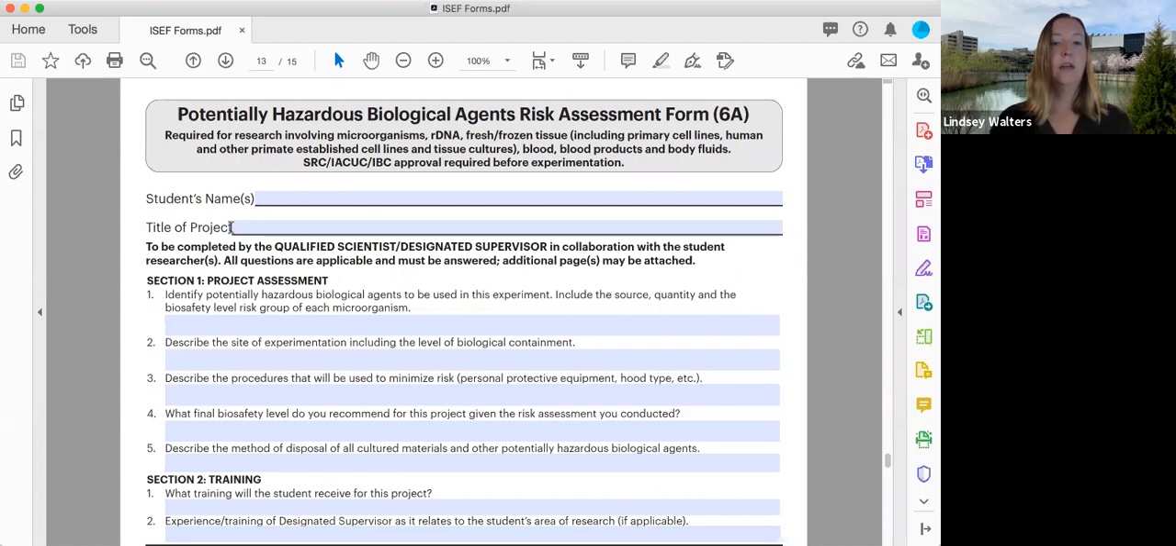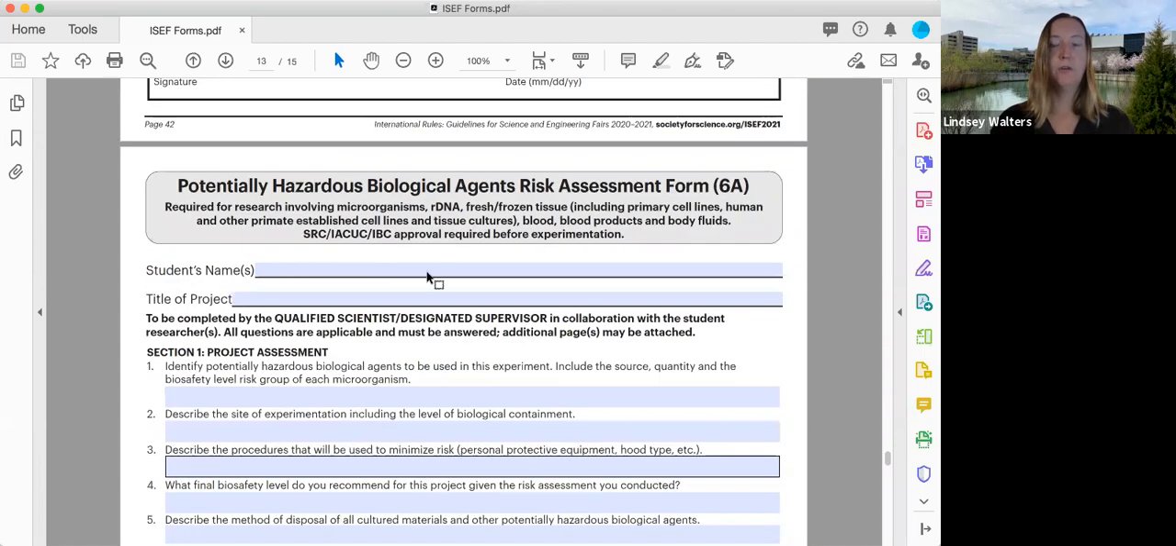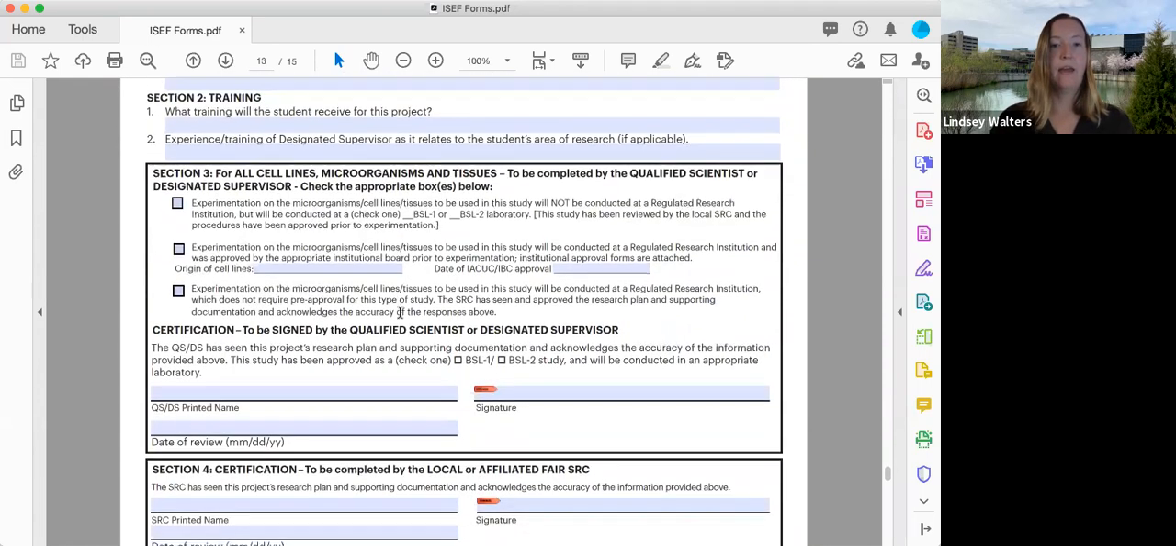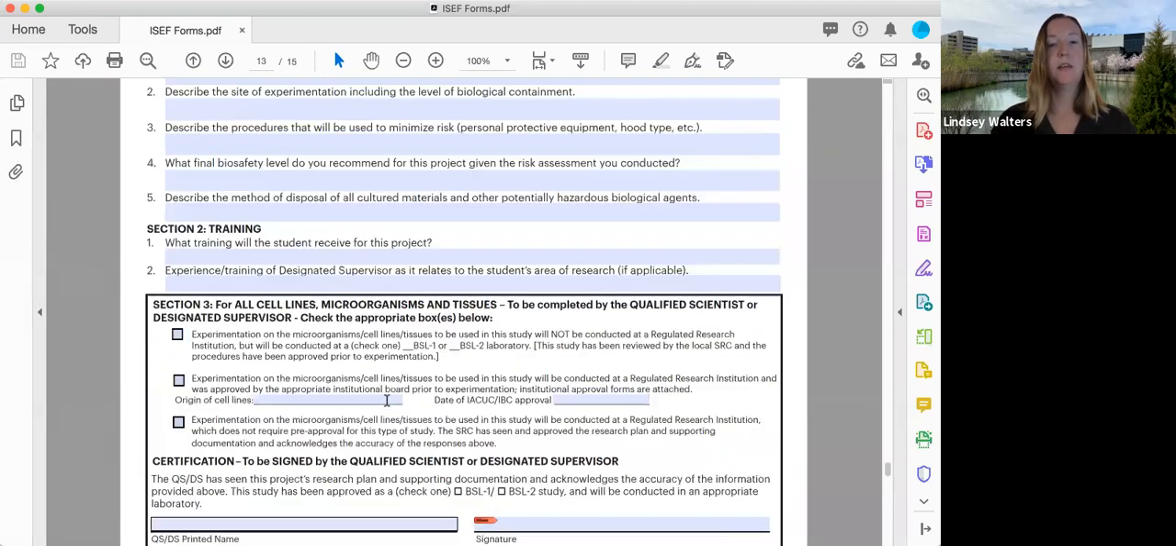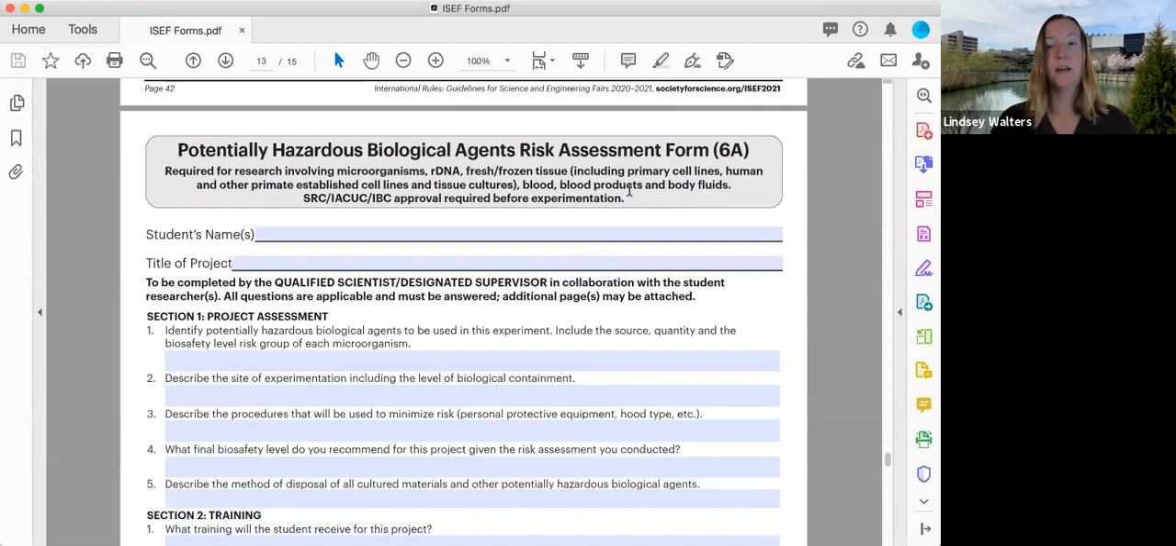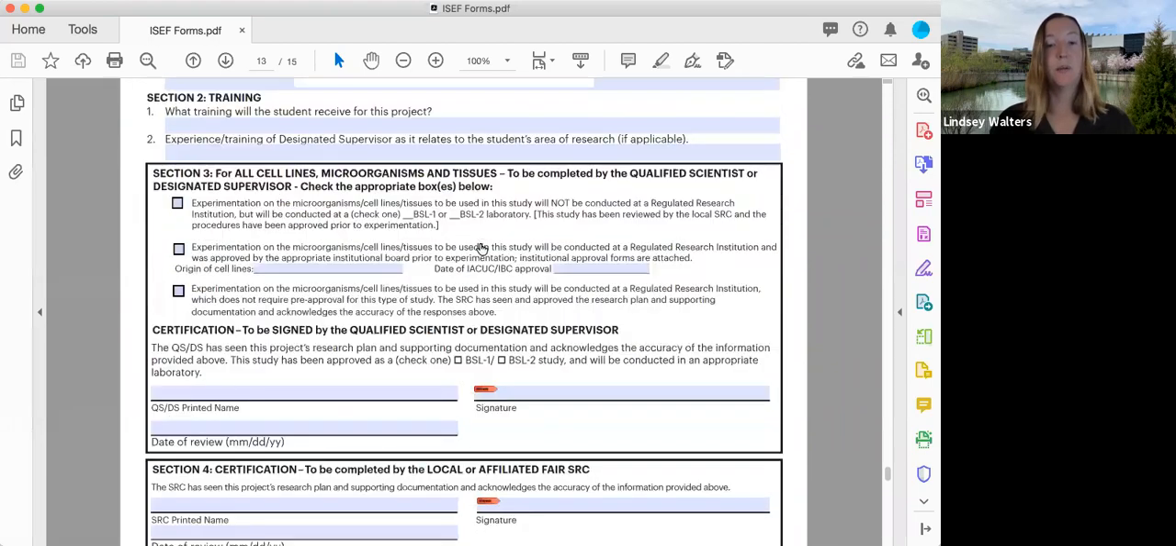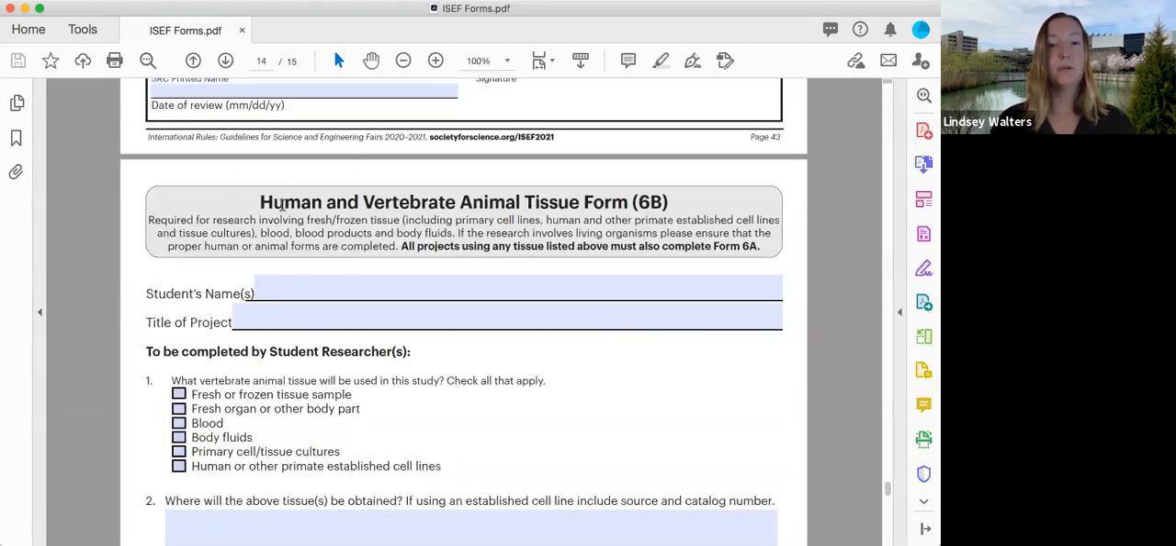So you would fill out this form, Form 6A, and there are certain special rules for if you're working with cell lines, microorganisms, and tissues about your designated supervisor having to fill out as well. So again, if you want to do this kind of project, I encourage you to check with the science fair, with me, and make sure that what you're doing is going to work. And there's a special Form 6B for human and vertebrate animal tissues to fill out.